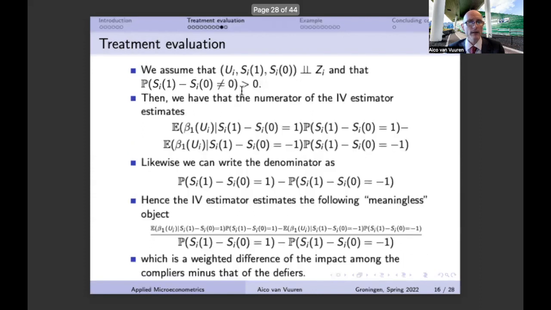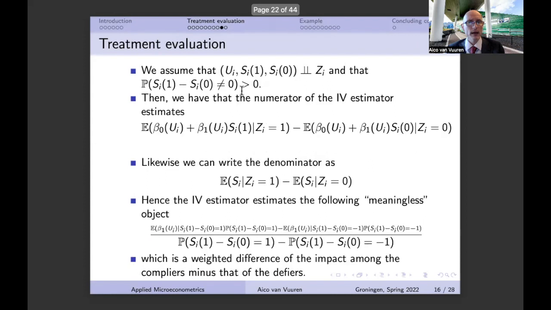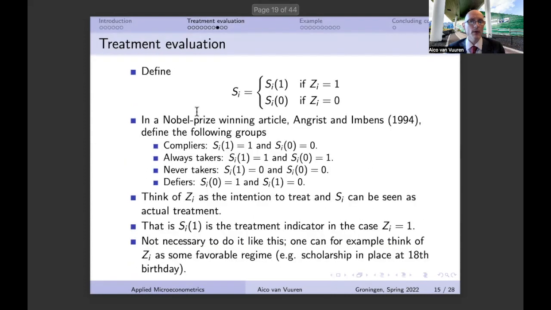So that implies that, going back to this slide that we have over here, I'm going to allow for the fact that there might be some always takers and never takers. Of course, there should always be some compliers, but I'm going to rule out that there might be any defiers. Whether that is going to be an acceptable restriction actually depends on the application.